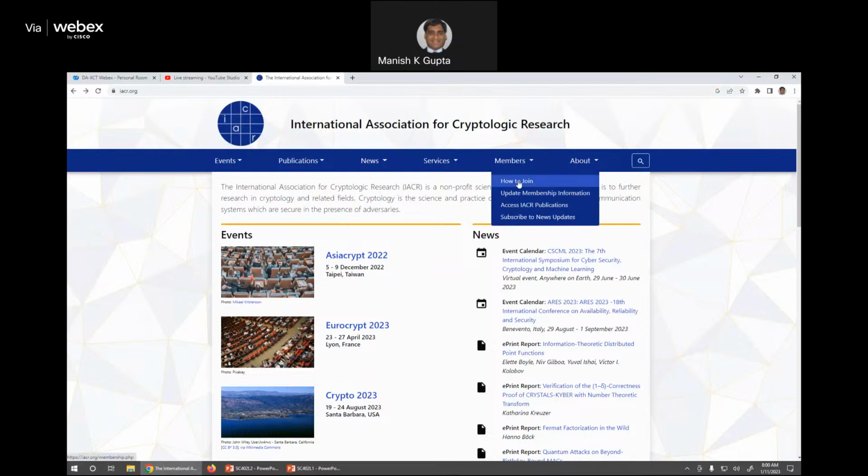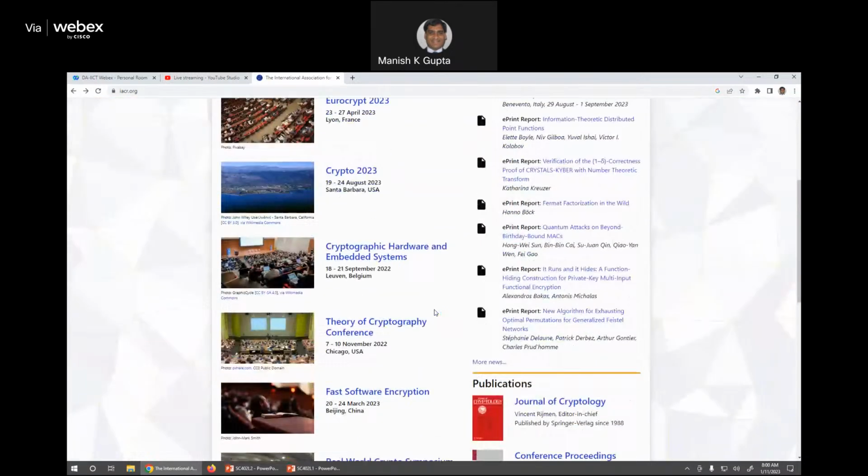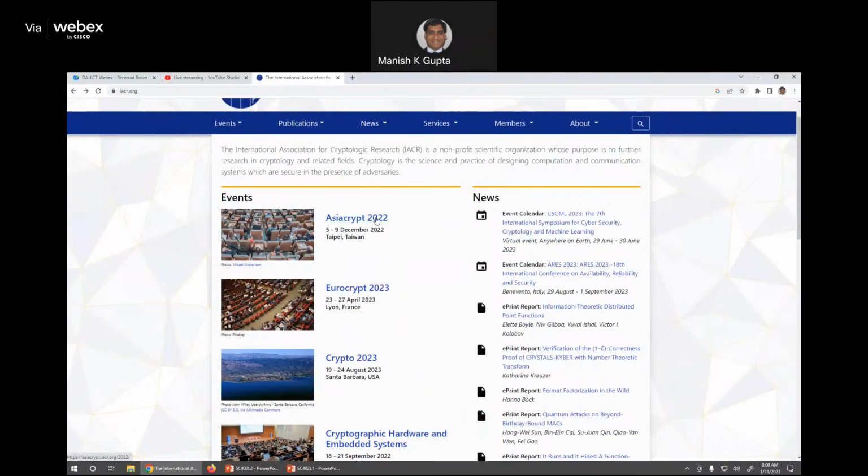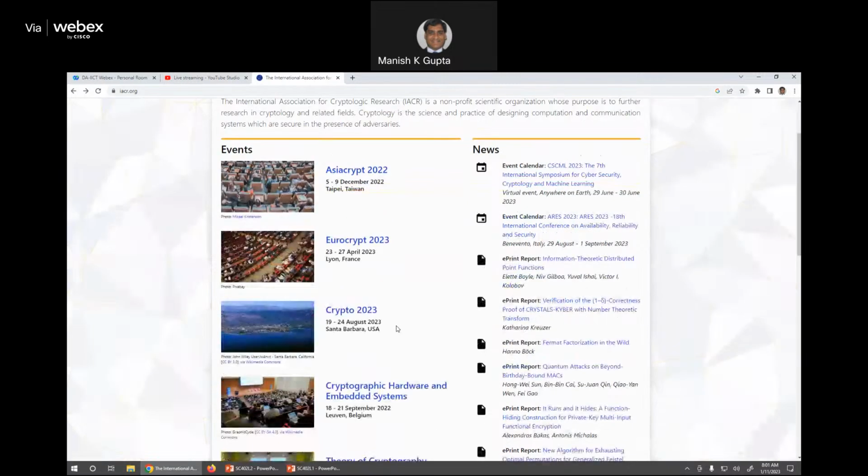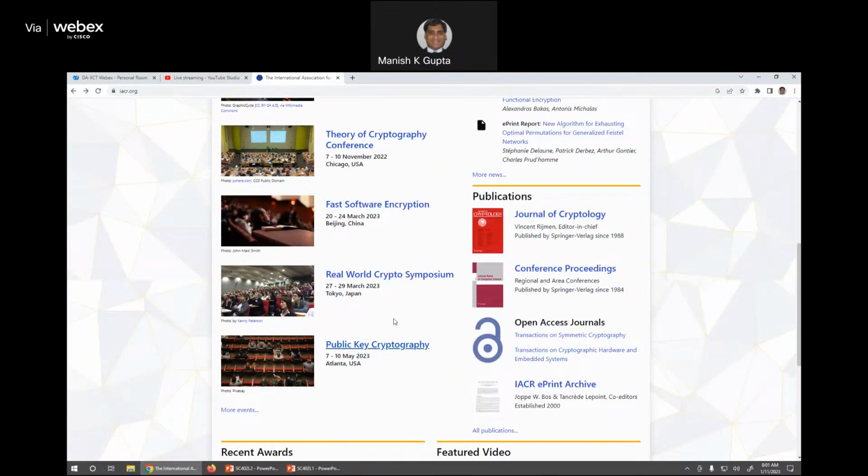So you can become a member. A student membership should not be very costly. And you see, there is a list of conferences: Asiacrypt, Eurocrypt, Public Key Cryptography, and so on. So those who are really interested in looking at the literature can join the International Association for Cryptologic Research, and you can find enough material there.